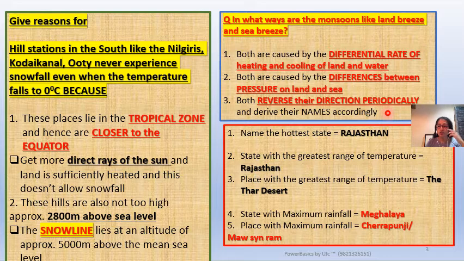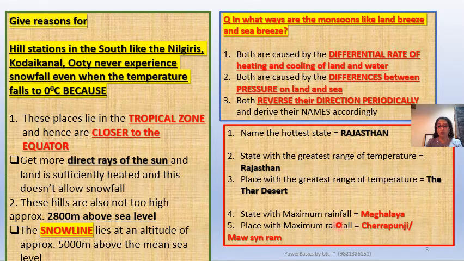The monsoon winds don't stay permanently over India. They go up and they retreat. They reverse their direction. So monsoons are like land breeze and sea breeze. Why? They both are caused by the differential rate of heating and cooling of land and water. They both are caused by differences between pressure on land and sea, and they both reverse their direction periodically and derive their names accordingly. Retreating monsoon is going backwards. Southwest monsoon is going upwards. Name the hottest state in India: Rajasthan. Remember this.